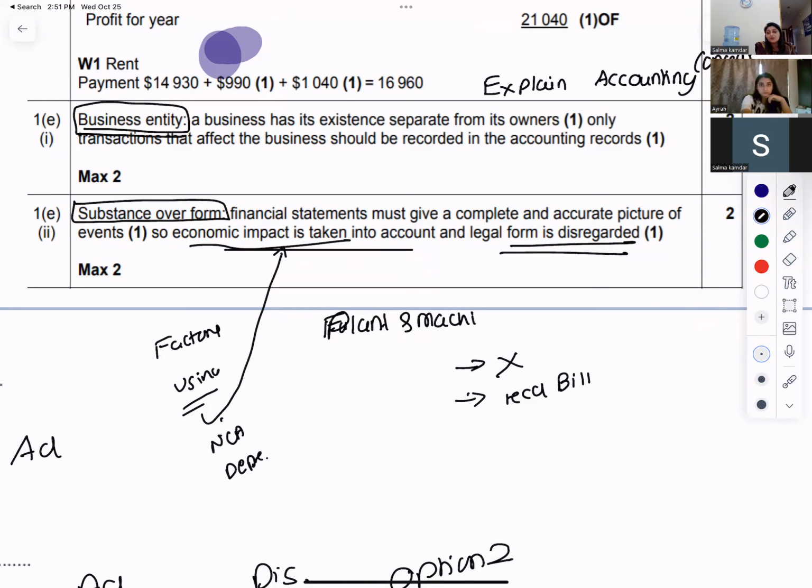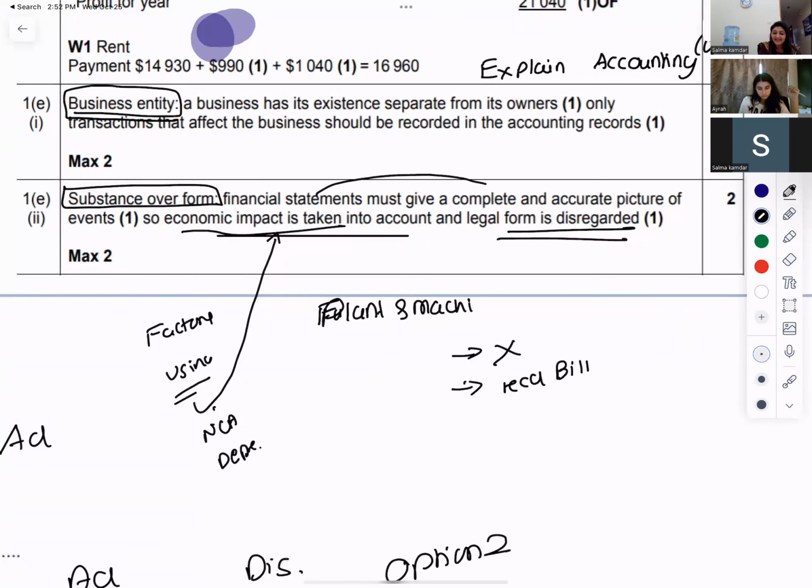But the legal form is disregarded. There is no documentation that has been exchanged, no money has been exchanged. So, what should I do? Should I treat it as my plant and machinery or not? You will treat it as your plant and machinery. Substance over form tells you that if any transaction has taken place, your financial statement must give a complete and accurate picture of the event.